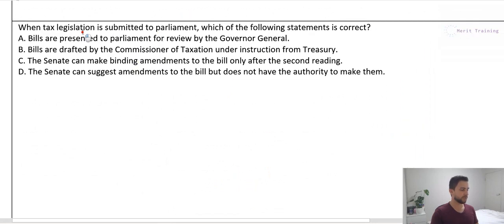Okay, next question. When tax legislation is submitted to Parliament, which of the following statements is correct? A, bills are presented to Parliament for review by the Governor-General. B, bills are drafted by the Commissioner of Taxation under instruction from Treasury.